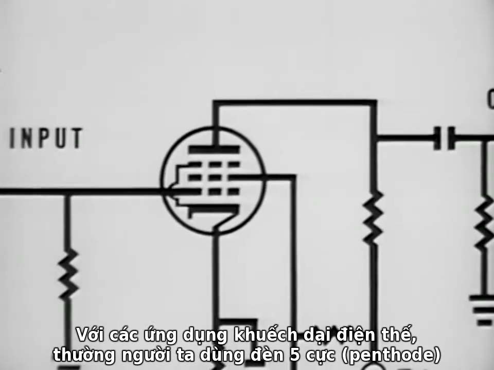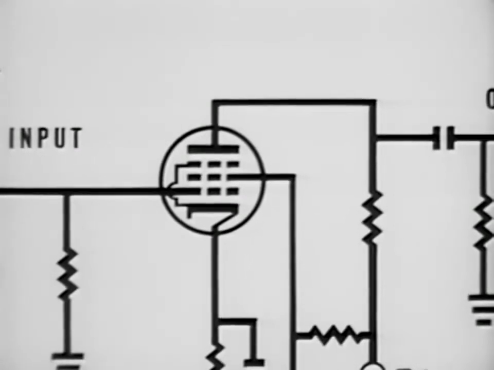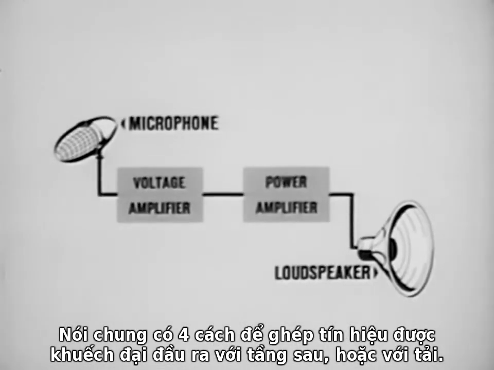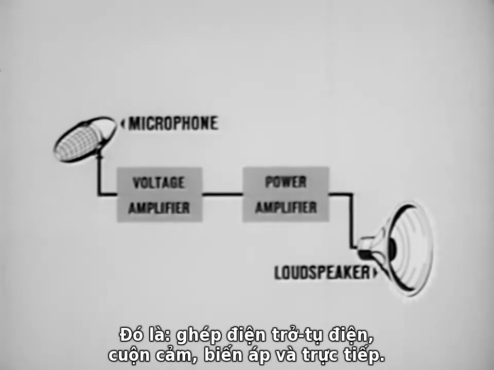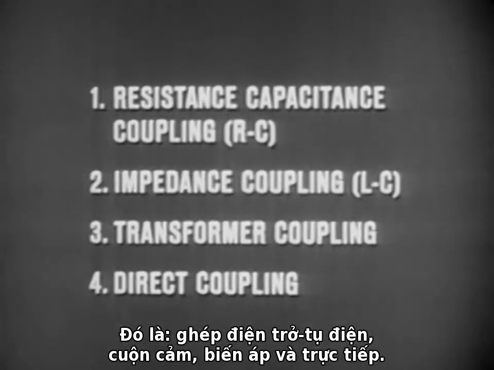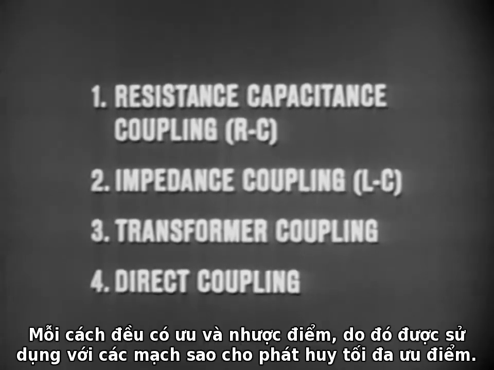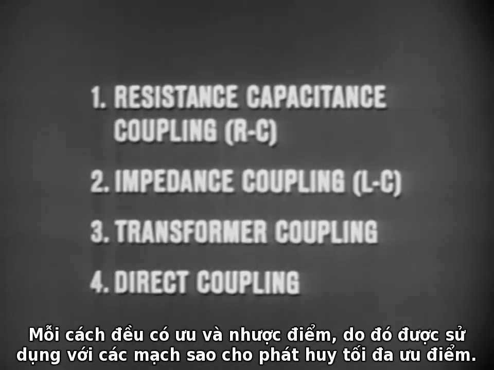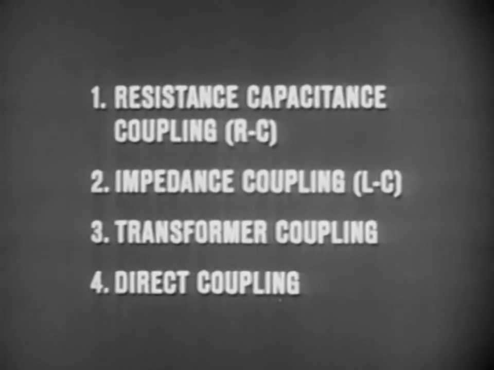For voltage amplification, the most common choice of tubes is the pentode. There are 4 general methods for coupling the output of an amplifier stage to a following stage or to a load. They are resistance capacitance, impedance, transformer, and direct coupling. Each method has its own particular advantages and disadvantages, and therefore is employed in circuits where its advantages can best be put to use.